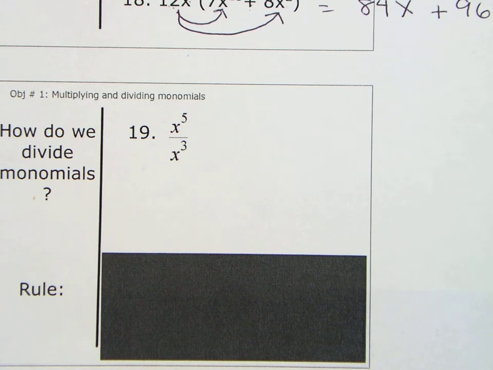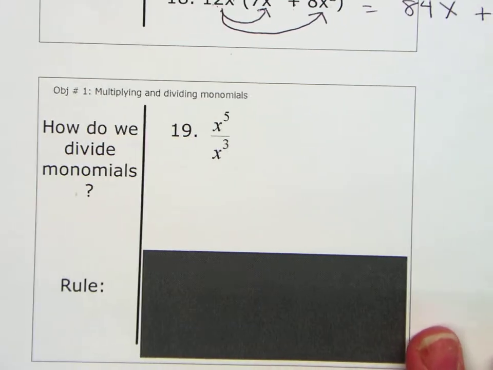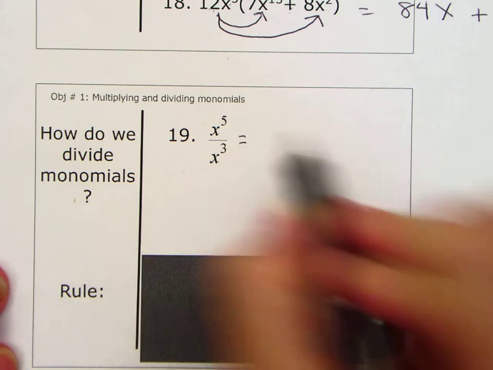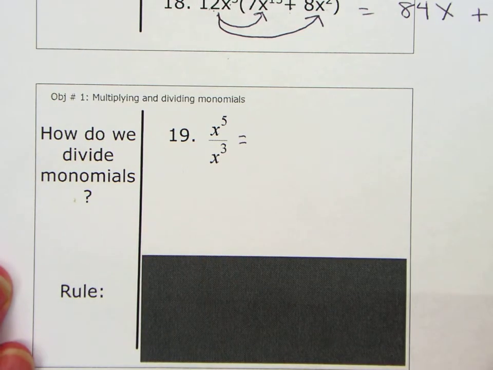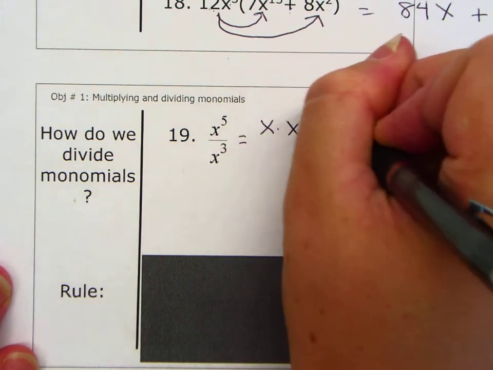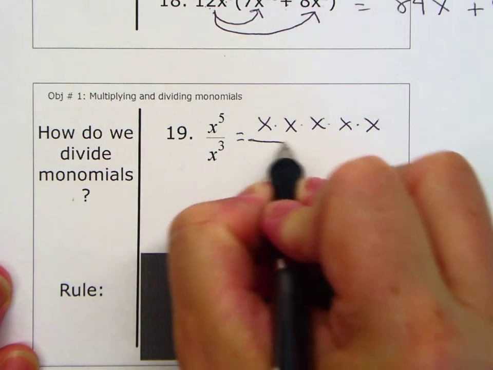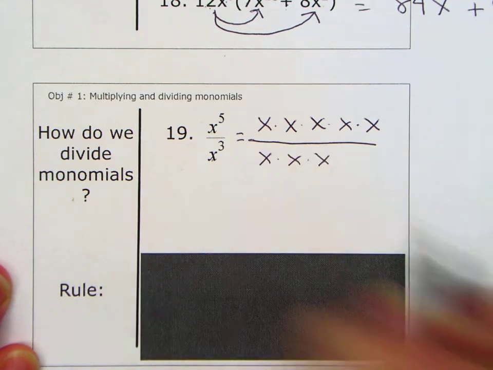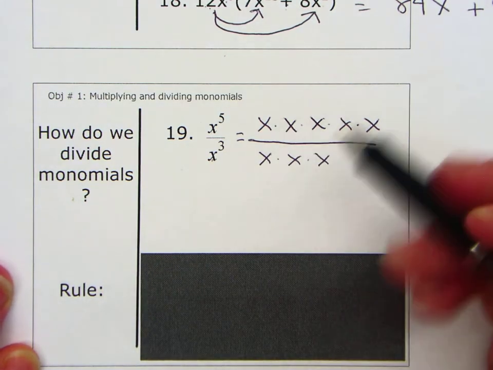All right. X to the fifth divided by x to the third. All right, so just like with multiplication, let's just start out with the basic idea. X to the fifth means x 5 times divided by x how many times? 3 times. So now when you're dividing, these cancel out.